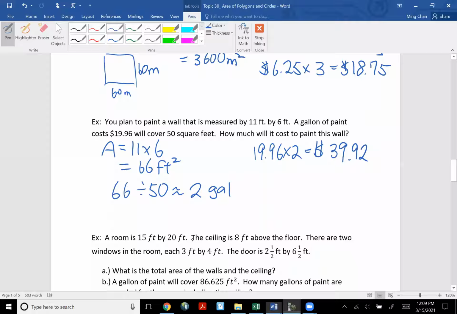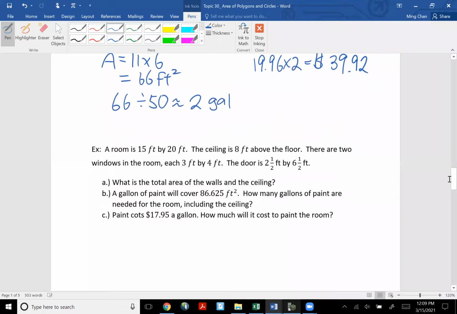All right, let's check out this problem. A room, this is a room, not just a wall, is 15 feet by 20 feet. The ceiling is 8 feet above the floor. So think about sitting in a rectangular room, okay? 4 walls. The long wall is 20 feet. The two short walls are 15 feet. The ceiling is 8 feet above the floor. That's referring to the height of your walls, right?